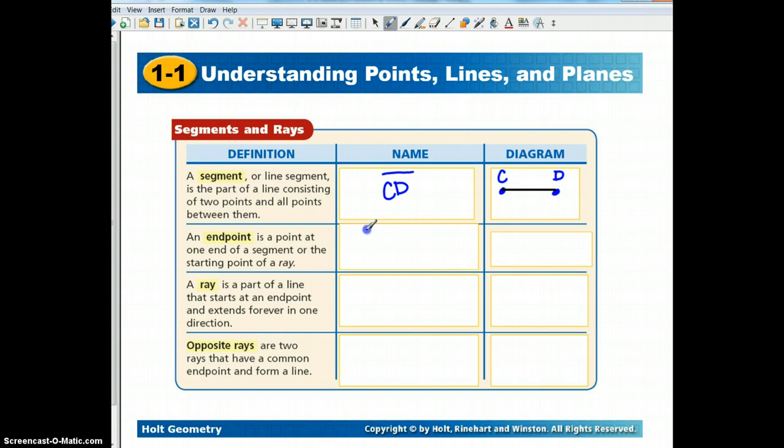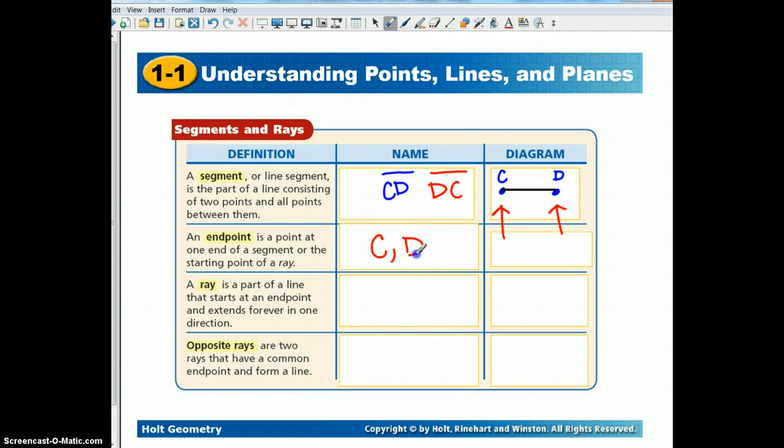An endpoint is a point at one end of a segment or the starting point of a ray. In order to demonstrate this, I'm just going to draw arrows to C and D because C and D are endpoints of segment CD. I would also like to note that we could have named the segment as DC. Again, the order doesn't matter when naming a line or a segment. Also remember that when we name points, we use capital letters. One of the endpoints here is C, and the other one is D. I did choose to use a comma here because I'm separating 2 figures, not just naming one thing.